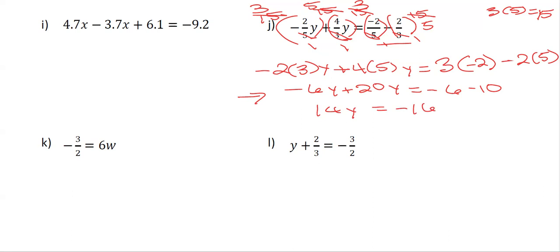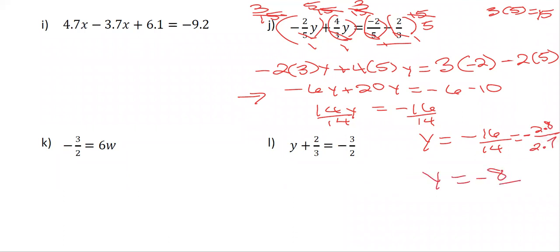Now I want a +1 coefficient on y, so that means I must divide by that 14. And now I got -16 over 14. Of course, we can reduce this, right? We can reduce it by 2. We know that 2 times 8 gives me 16, and I know that 2 times 7 gives me 14. The 2's reduce, and now I'm left with y equals -8/7.